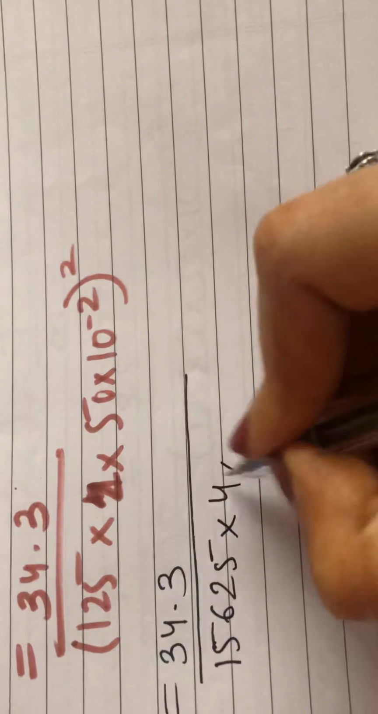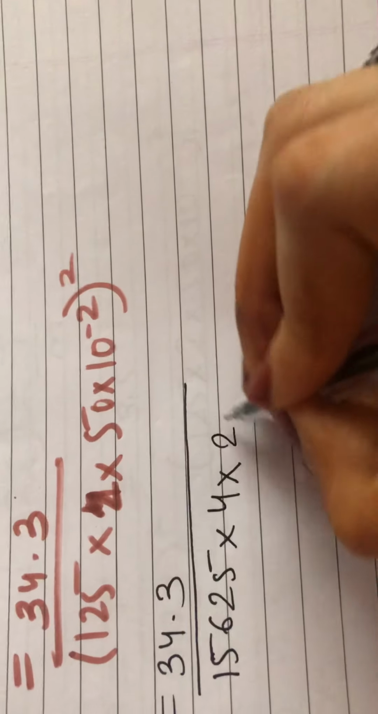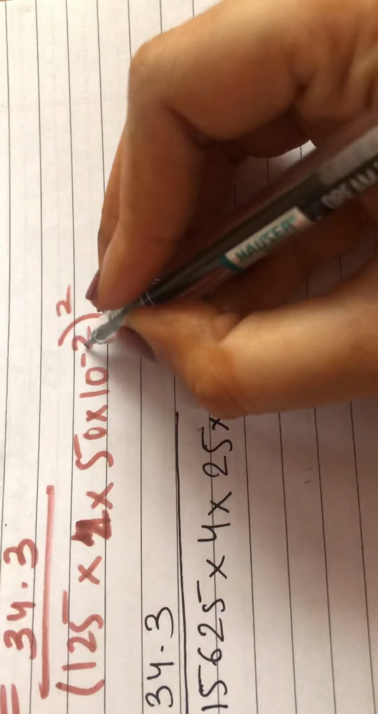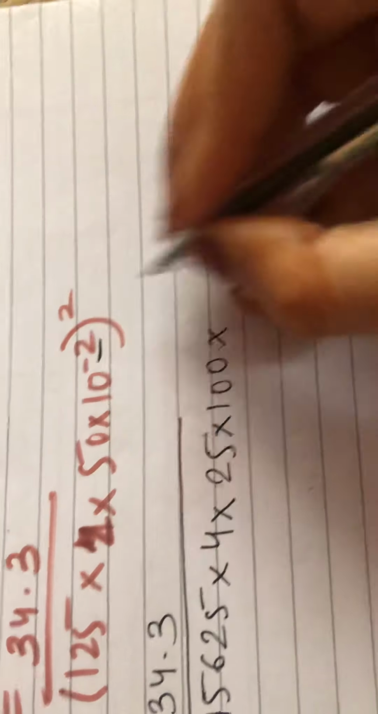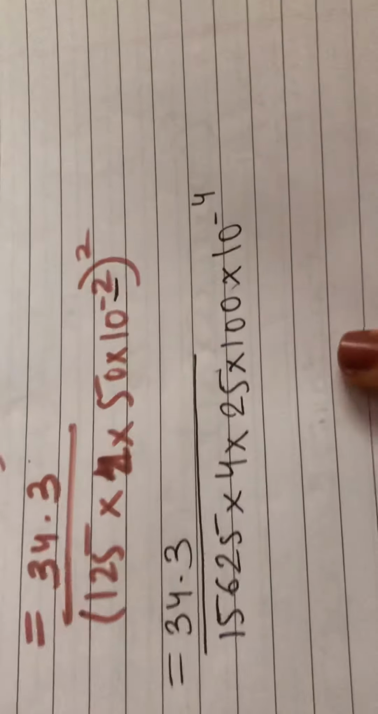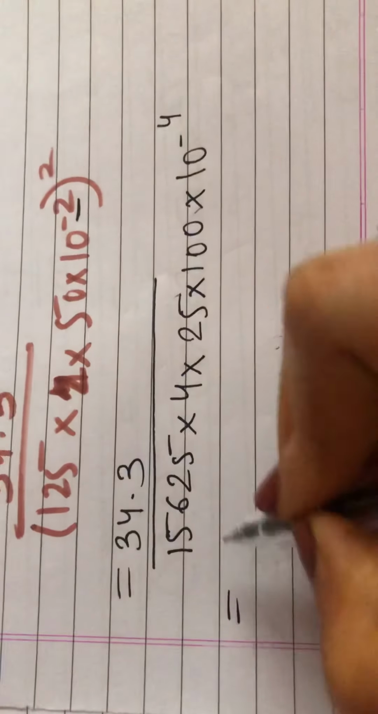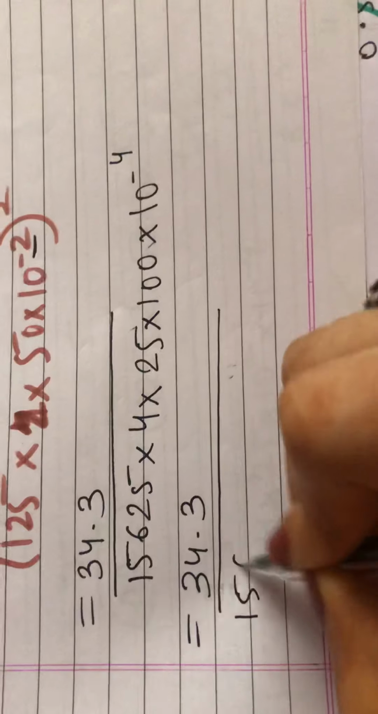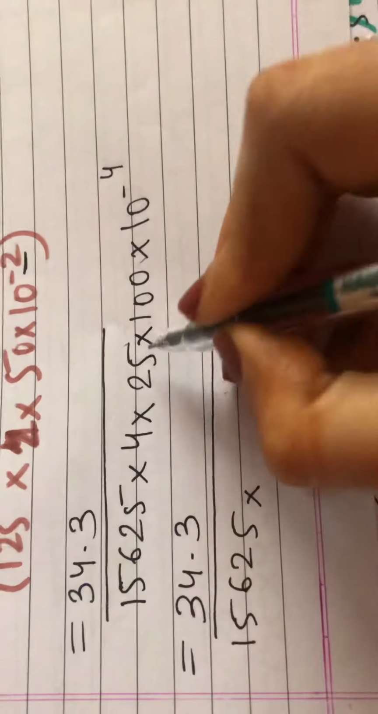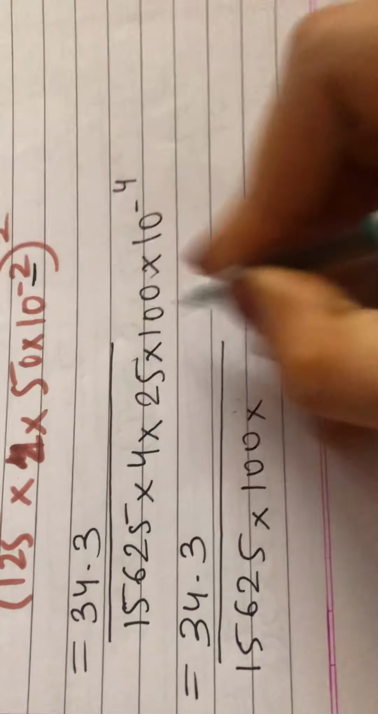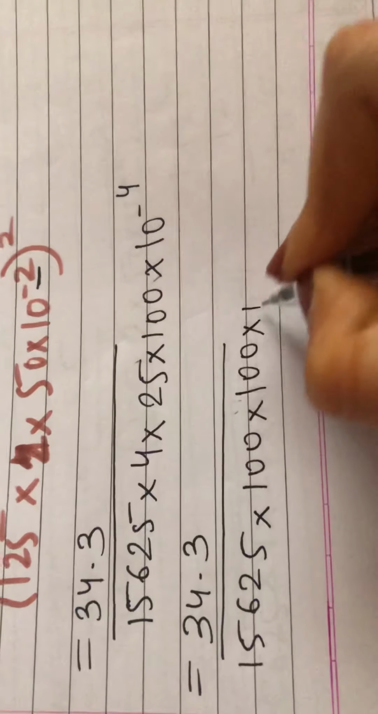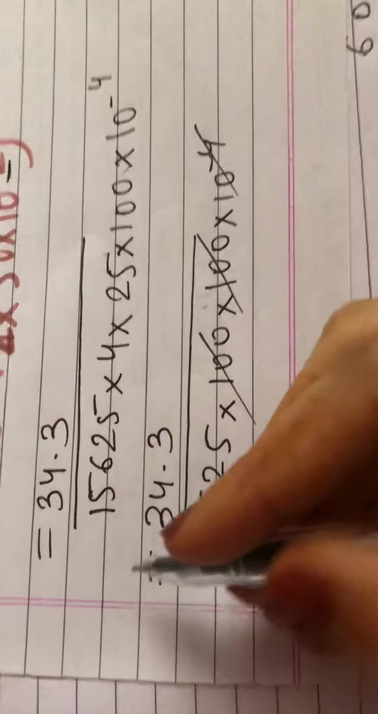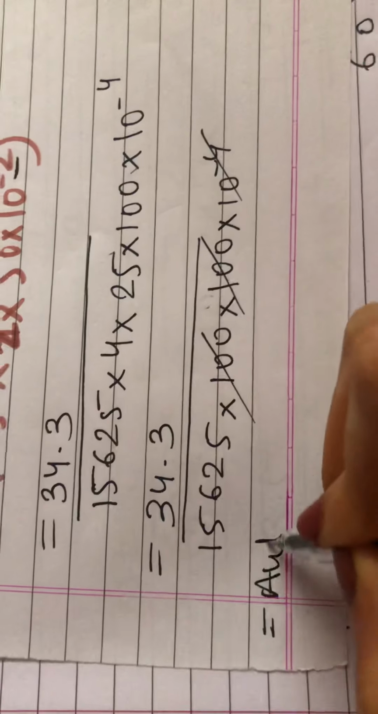2 2s are 4, 50 square, 5 5s are 25, and 2 zeros that I am writing as 100. Then 10 raised to minus 2 square is 10 raised to minus 4. Next, 34.3 upon 15625 into 4 into 25 is 100, and this 100 into 10 raised to minus 4. So this and this get cancelled. So what we'll be doing in the next step is applying log and anti-log.